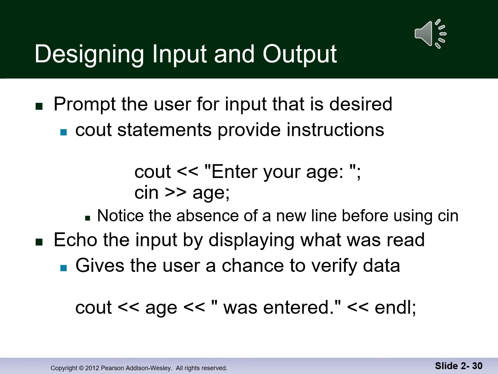Another common practice is to give the user a chance to verify the data. So after they've entered age and pressed the Enter key, you can immediately cout age, quote, space was entered. And if they entered the age 21, that line will say 21 was entered.